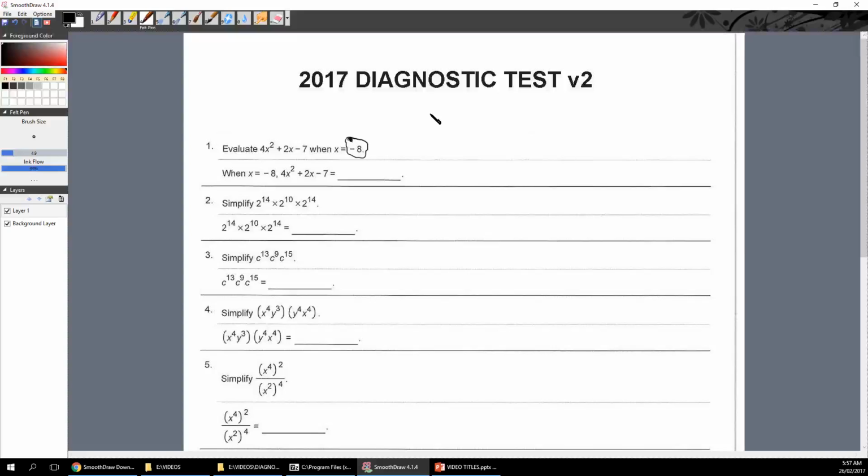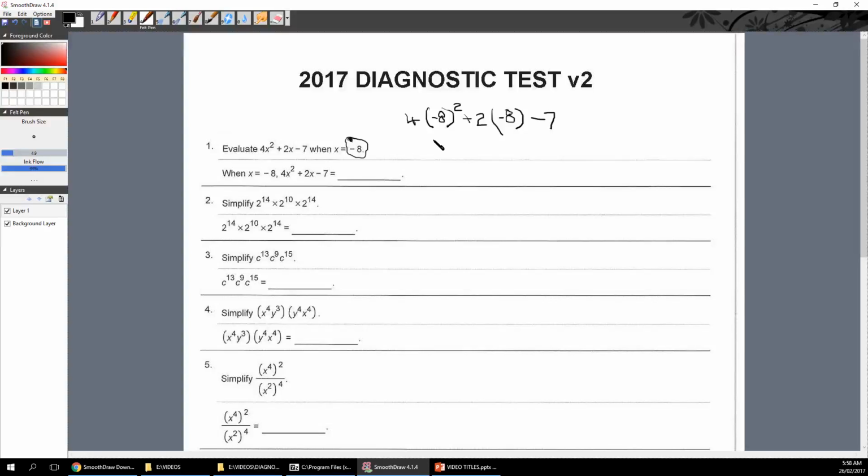So what we need to do there, after the equal sign, is everywhere we say x we put negative 8, but because it's got a negative sign, I'm going to put it in a little bracket. So that's 4 times negative 8, and it's squared, plus 2 times negative 8, and if there's no times symbol there, you assume times when numbers are together, and minus 7.